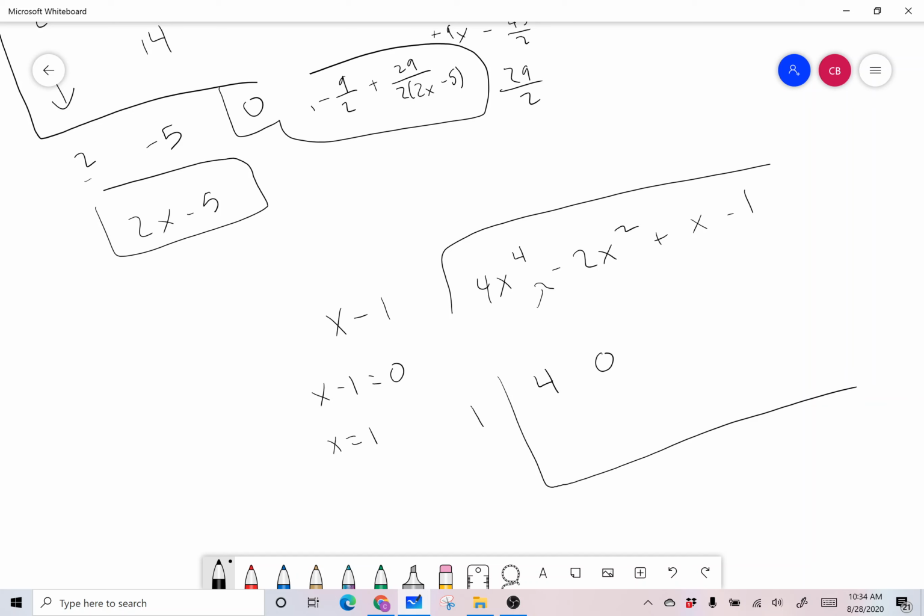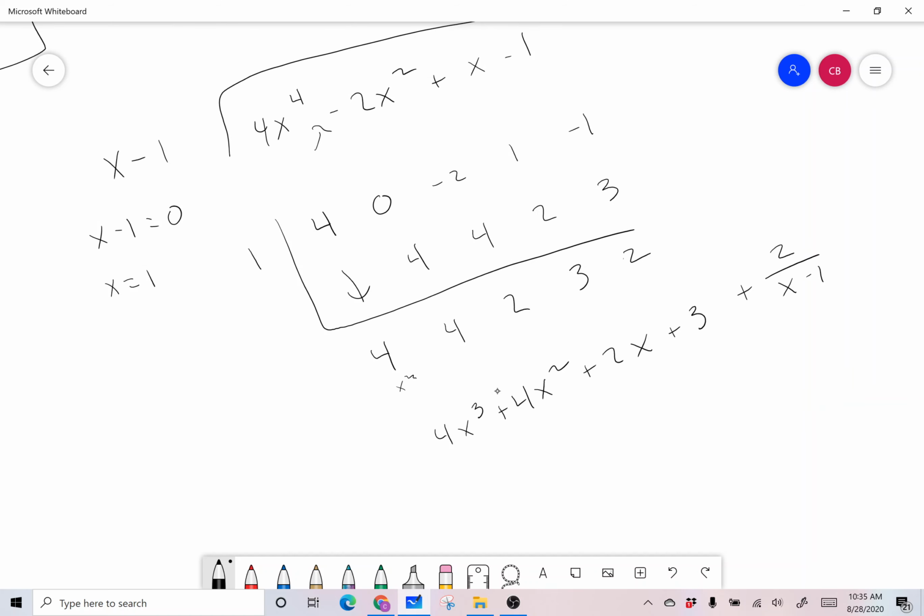Okay, so now we just follow the steps like we were. This is 4. 1 times 4 is 4. 0 plus 4 is 4. 4 times 1, 4. This is 2. 2 times 1 is 2. That's 3. 1 times 3, 3. And negative 1 is 2. Okay, so we started with x to the 4th, so this is x to the 3rd. So we have 4x to the 3rd plus 4x squared plus 2x plus 3 plus 2 over x minus 1. And that is how you do your synthetic division.